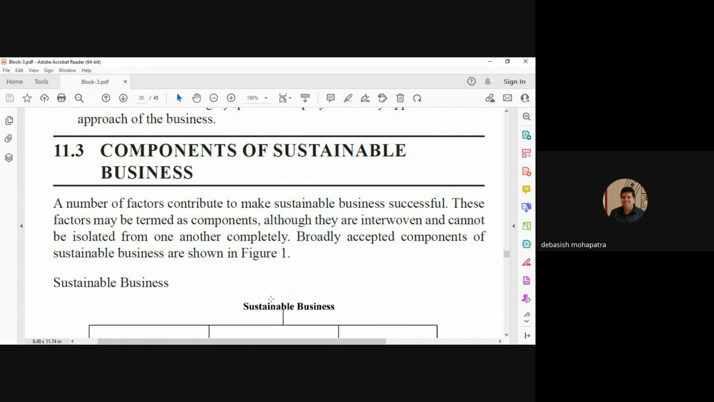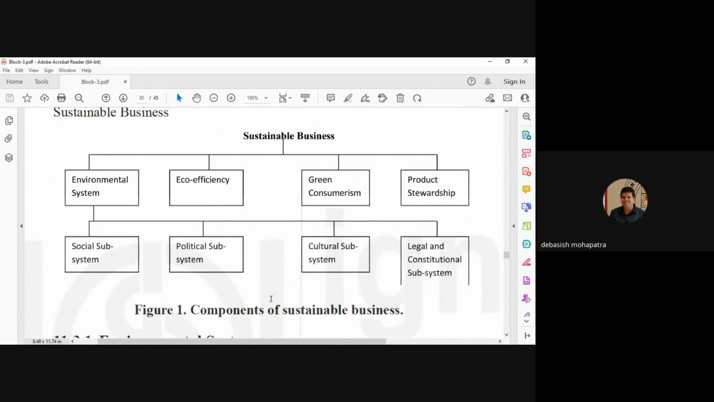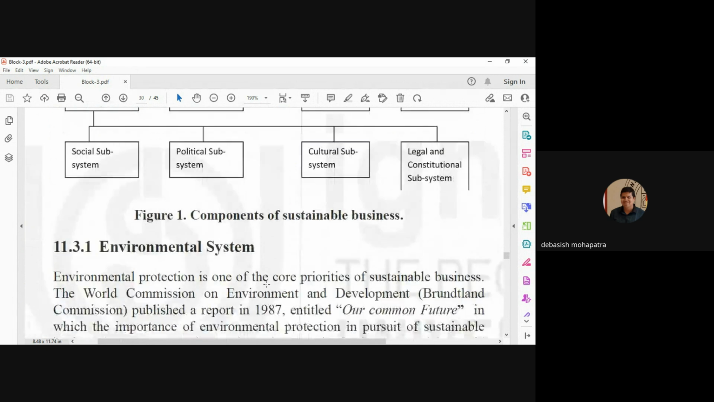So, components of sustainable business. The sustainable business components are the environmental system, eco-efficiency, green consumerism, product stewardship, then the social subsystem, political subsystem, cultural subsystem, and legal and constitutional subsystem.